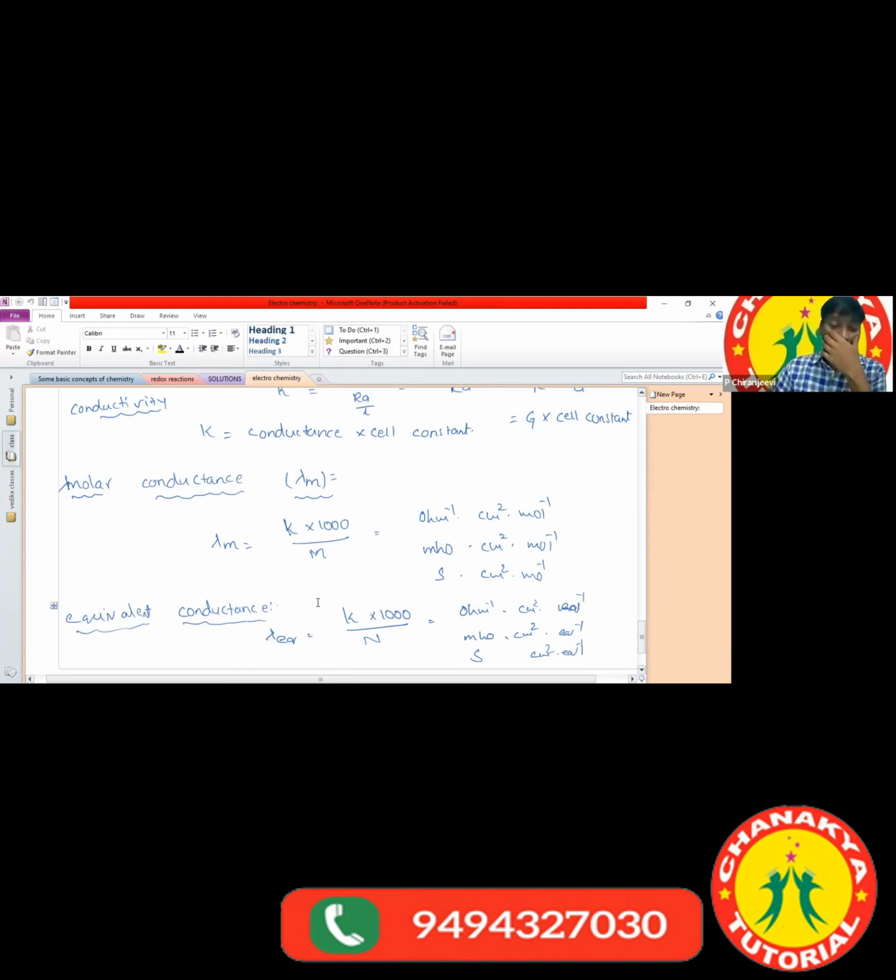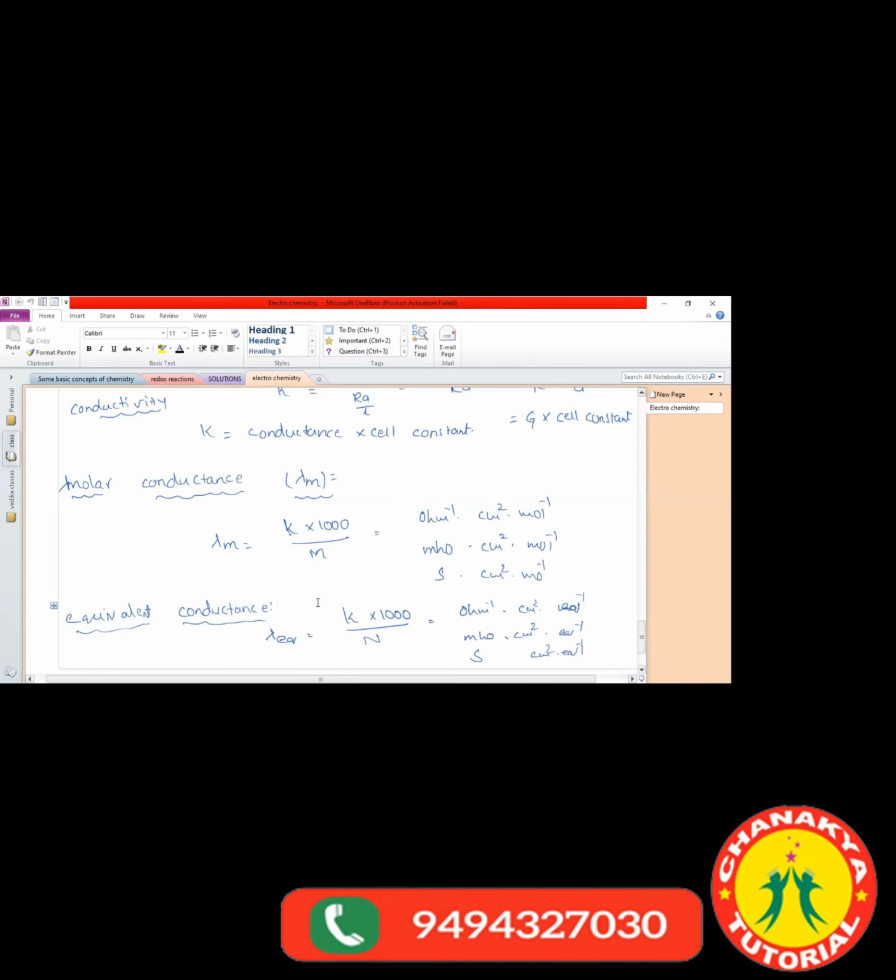And what is the equivalent conductance? What is the formula we are using to calculate the equivalent conductance? Lambda EQ is equal to K into 1000 divided by N. So what are the units?